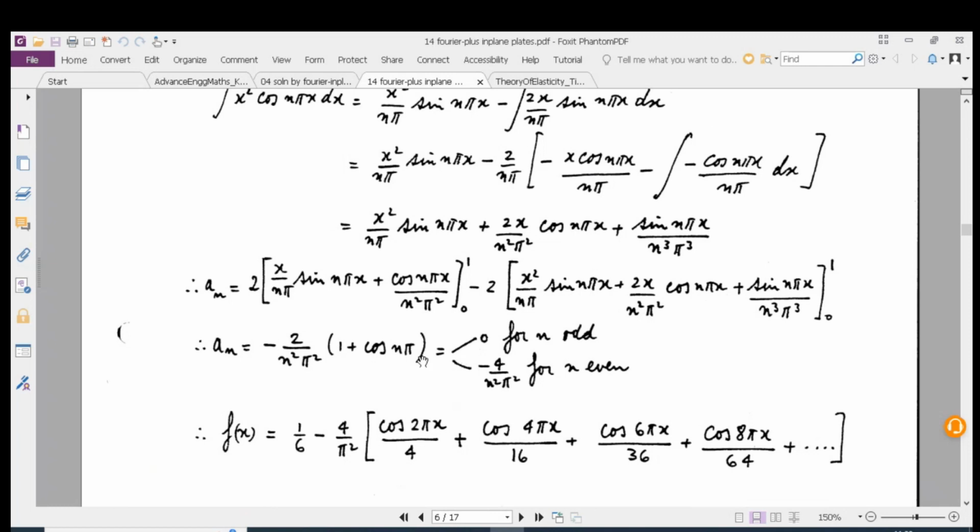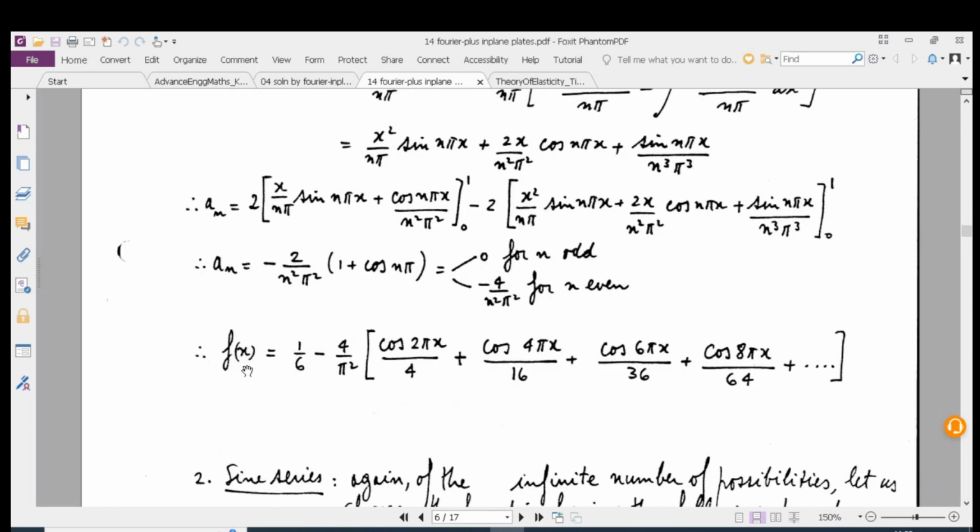So if n is an odd number, that tells us a n is equal to 0. And if n is an even number, then a n is equal to minus 4 by n square pi square. Thus, our f of x is approximated as 1 by 6 minus 4 by pi square, big bracket, cos 2 pi x by 4 plus cos 4 pi x by 16 plus cos 6 pi x by 36 plus cos 8 pi x by 64 and so on and so forth.